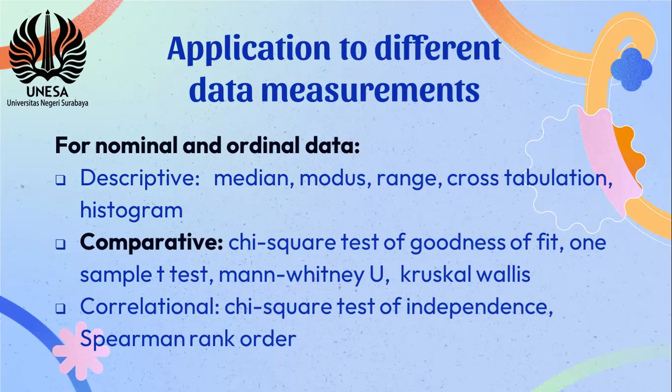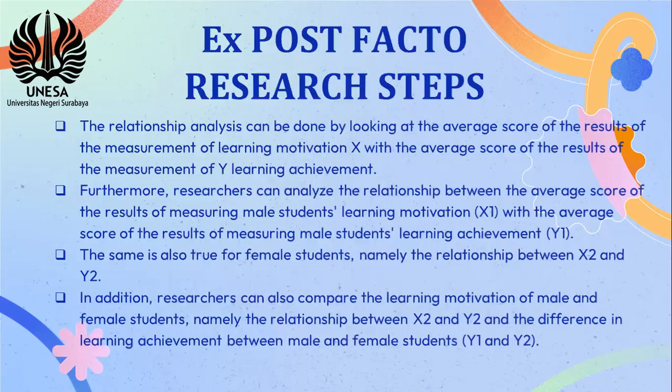For further explanation, we'll discuss more about this one. Now, related to what Ms. Kristanti explained before, related to the research step, we have to consider some issues here. Number one, the relationship analysis can be done by looking at the average score of the result of measurement of learning motivation X with the average score of the result of measurement of Y learning achievement.